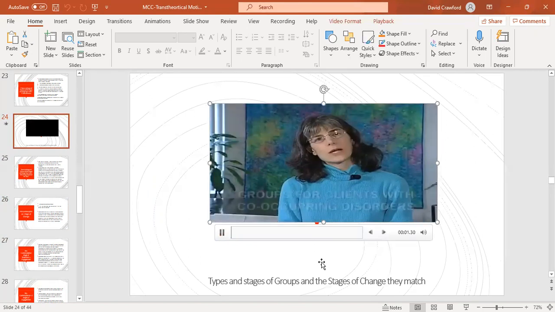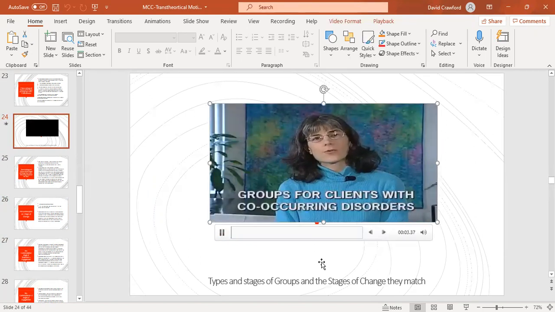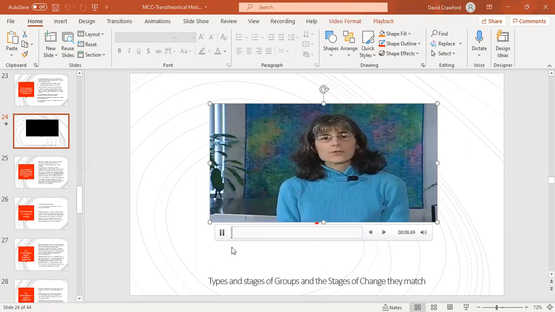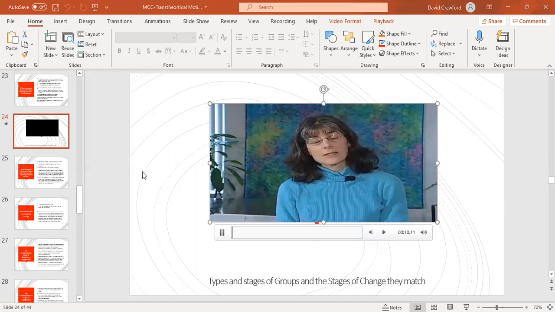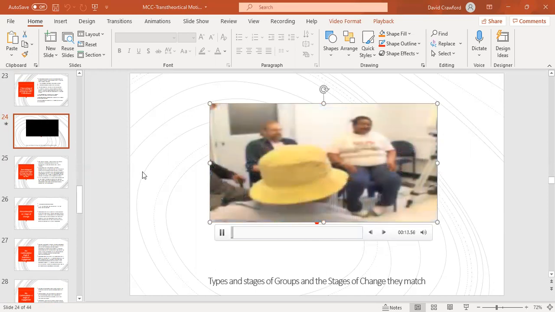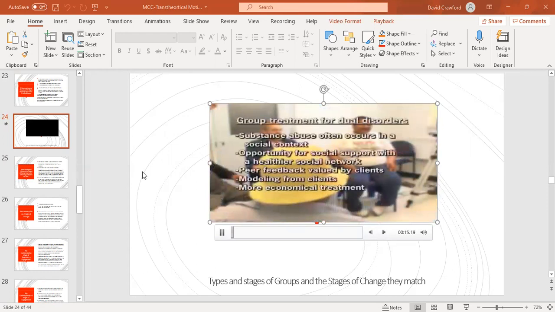People often wonder why we think group therapy is an ideal form of counseling for people with dual disorders. Well, people use substances in a social context, so it makes sense to treat the substance use disorder in a social context as well. The group provides an opportunity for social support, peer feedback, and modeling of skills to get sober. Additionally, group treatments are more economical than individual treatment.